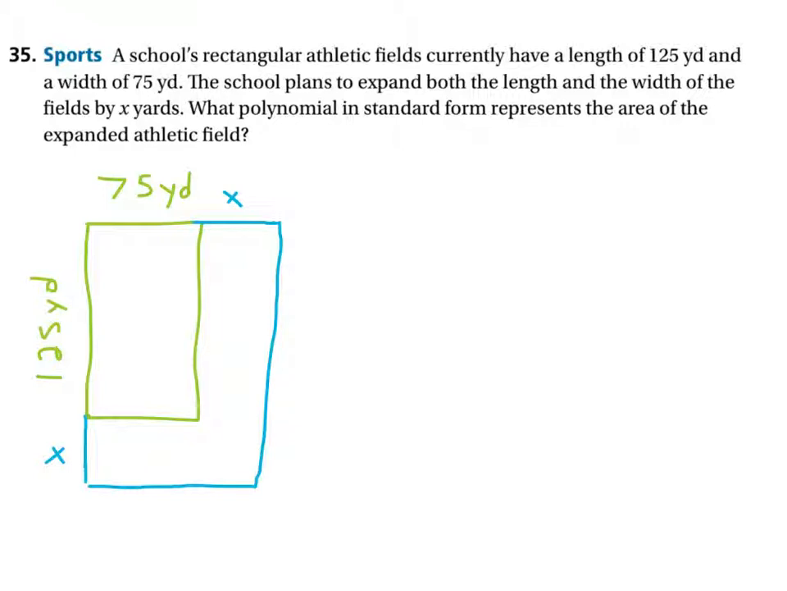Well, we could originally have done the area by doing 125 times 75, and we would find the area in yards squared. Now what we need to do is multiply these two new side lengths. And essentially what you've got here is 75 yards plus x yards, right? And then this same thing, x yards plus that length.